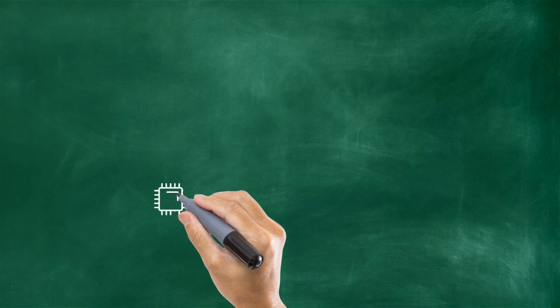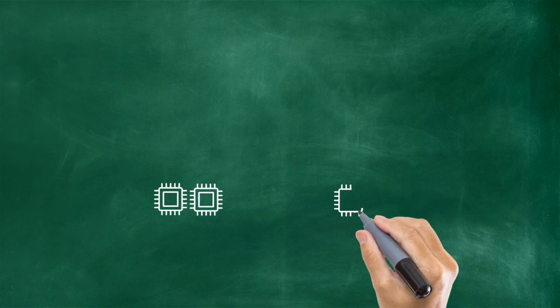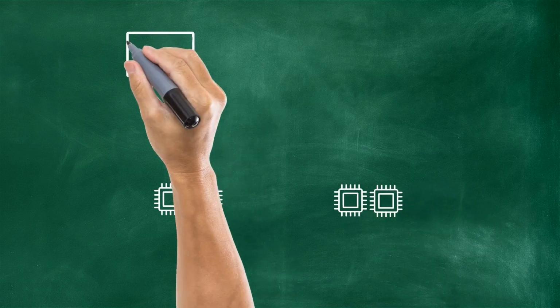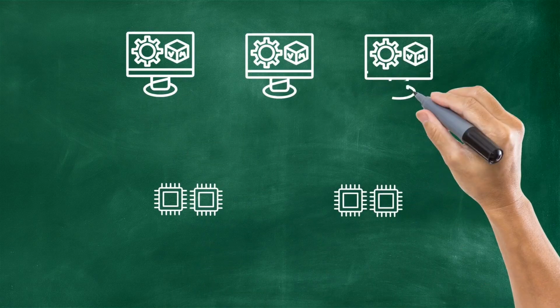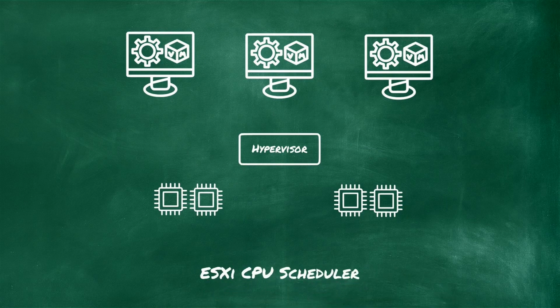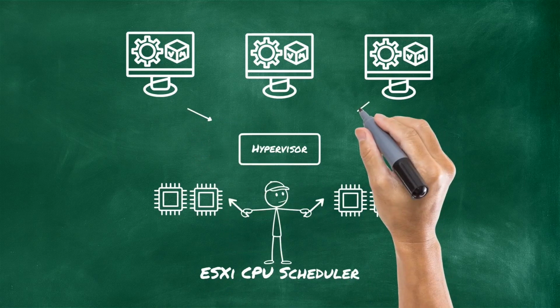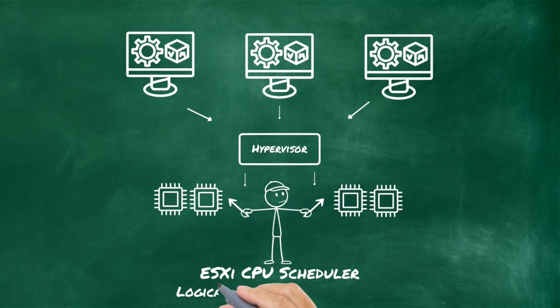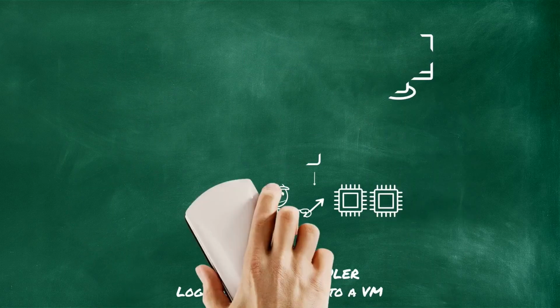Think of it like this. The physical CPU is the real worker inside the server. The vCPU is a task waiting to be processed, and the ESXi hypervisor acts like a scheduler or traffic controller, deciding which task gets access to the worker.